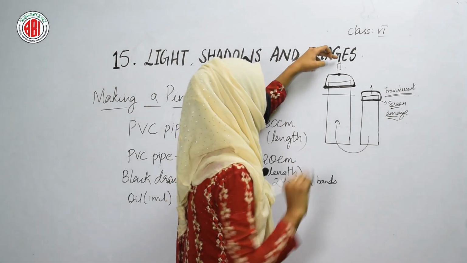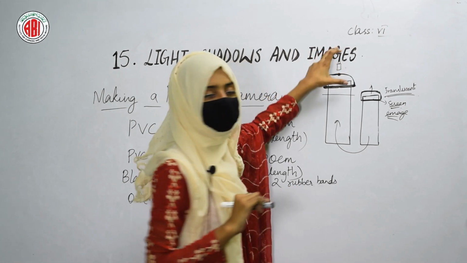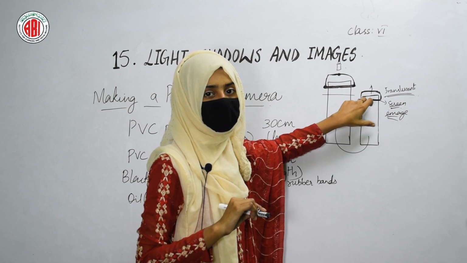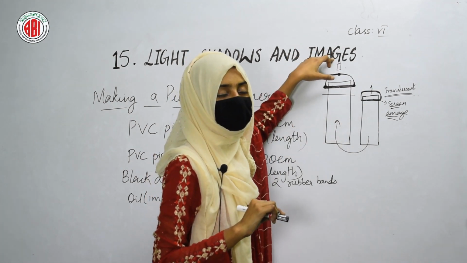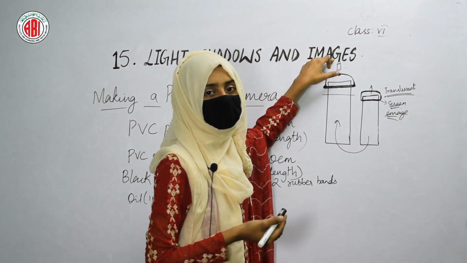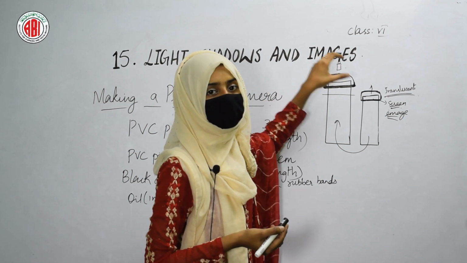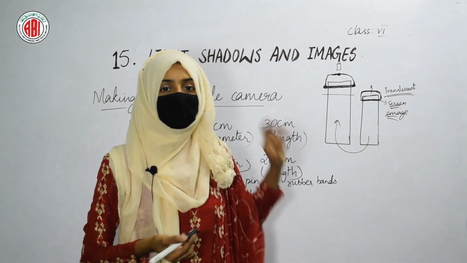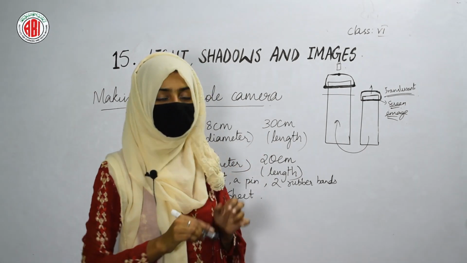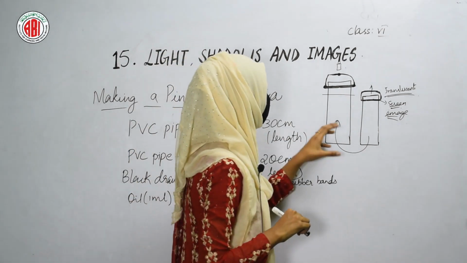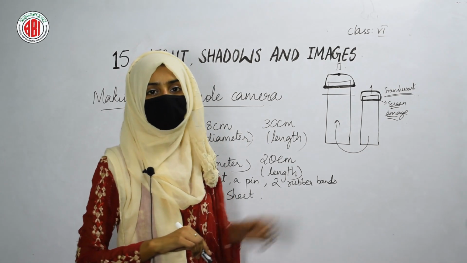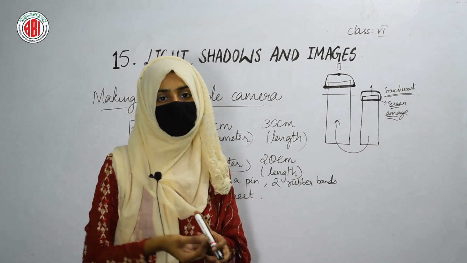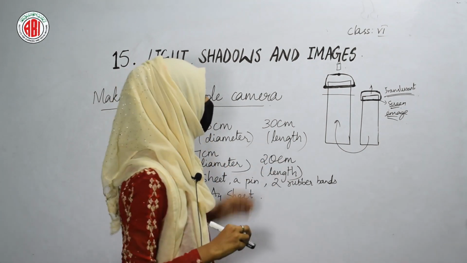When the light passes from the top position of an object, it will move towards the bottom position of the screen. When it moves from the bottom part of the object, it will move towards the top part of the screen. In this way, an inverted image is formed on the screen of a pinhole camera. This is how the different images can be seen through a pinhole camera.